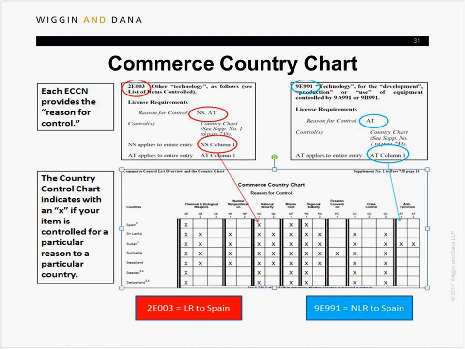We use "license required" to describe a situation in which authorization is required. It should really be AR, but for whatever reason we say LR. It doesn't necessarily mean a license. It can include a license exception, but you require some kind of authorization, a license or a license exception. And then 9E991, by contrast, is no license required to Spain because it's only controlled for AT, and there is no X in the box for AT.